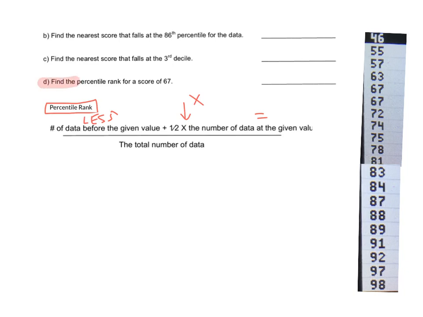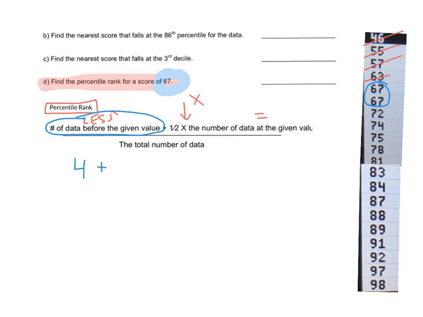Well, look at letter D. Find the percentile rank of 67. So what we're going to do is find 67 on our list, and notice there's two of them. We're going to take the number of data before the given value, the number of data less than the given value. So that would be 46, 55, 57, and 63. They're all less than 67. So there's 4 data less than 67.